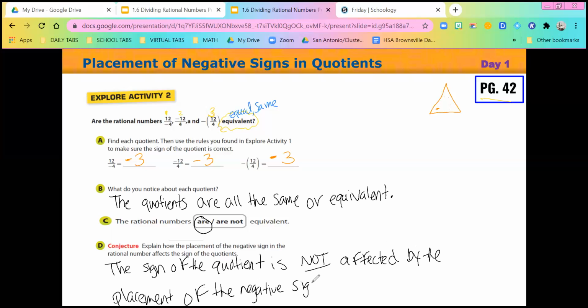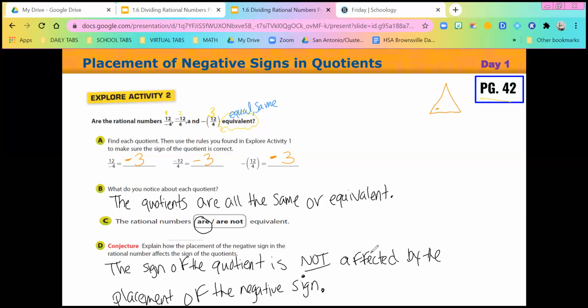So basically it says, if I have the negative in the denominator, the negative in the numerator, or the negative on the outside with a parenthesis, that's not going to matter. Basically, as long as one of the signs is negative, then your quotient or your answer is going to have a negative integer. Okay, that's all it means. Hopefully that made sense for you all.